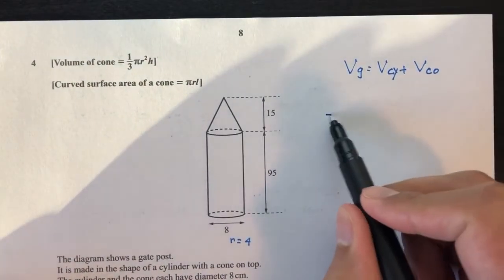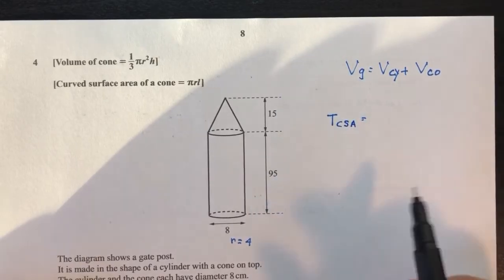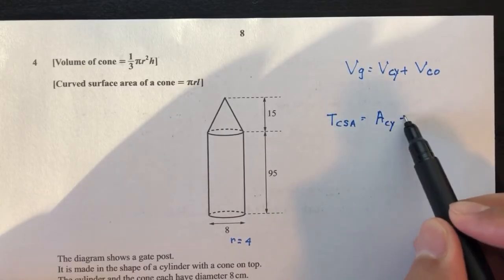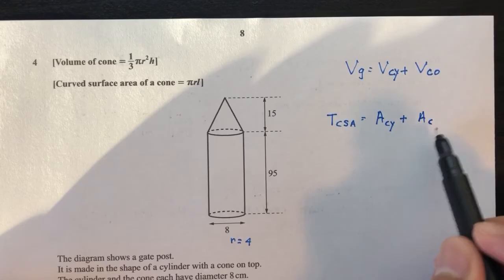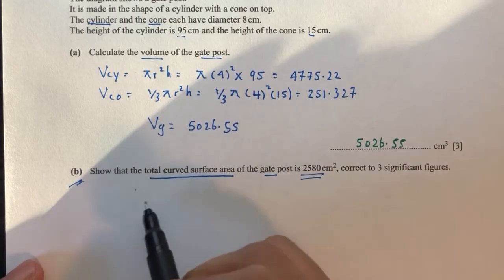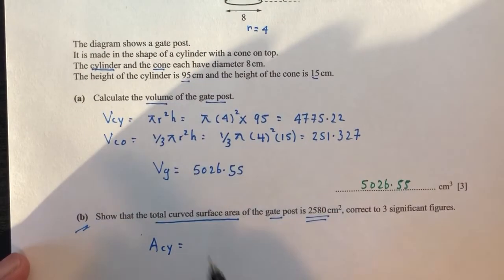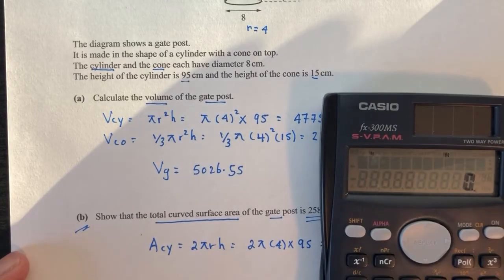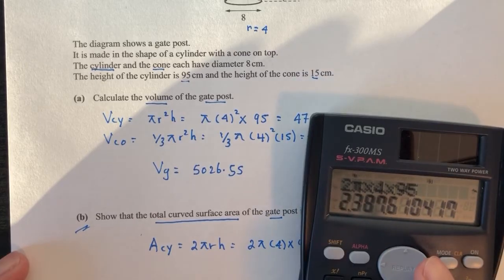Now part B tells you, show that the total curved surface area of the gate post is this much. So what is the total curved surface area? It is the surface area of this cylinder, so area of cylinder plus area of cone, right? So how do you find this? Let's do one by one, which is area of the curved surface of the cylinder. It will be this surface, which is around. That will be 2 pi RH. So 2 pi, R is 4, and H is 95. That will be how much? Let's do that. 2 times pi times 4 times 95, that will be 2387.61.